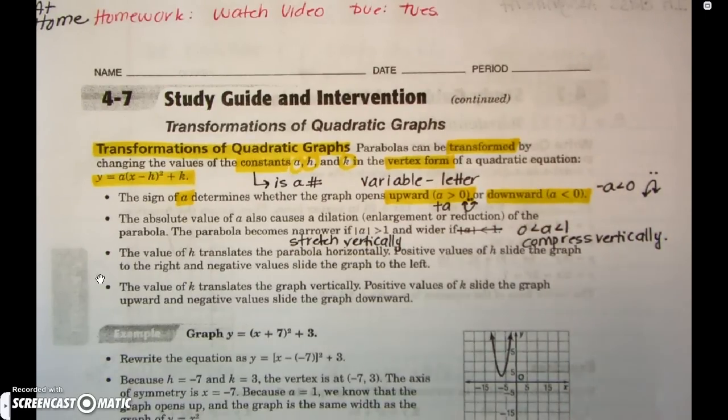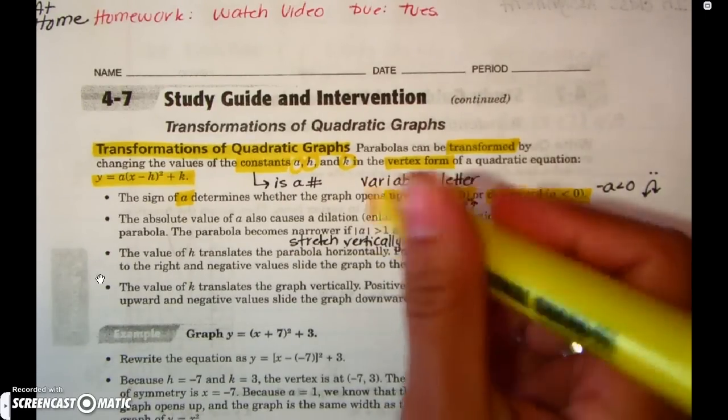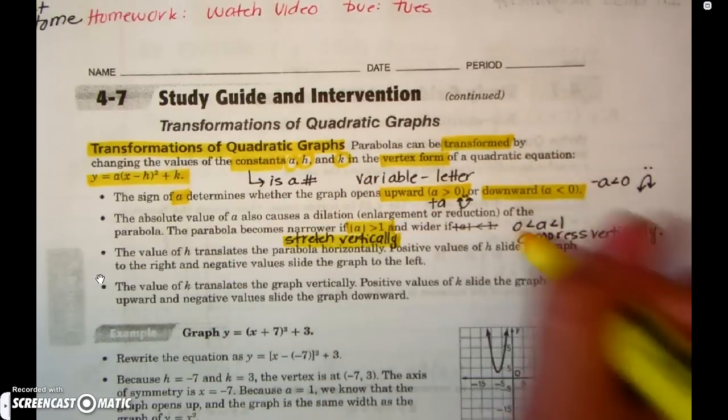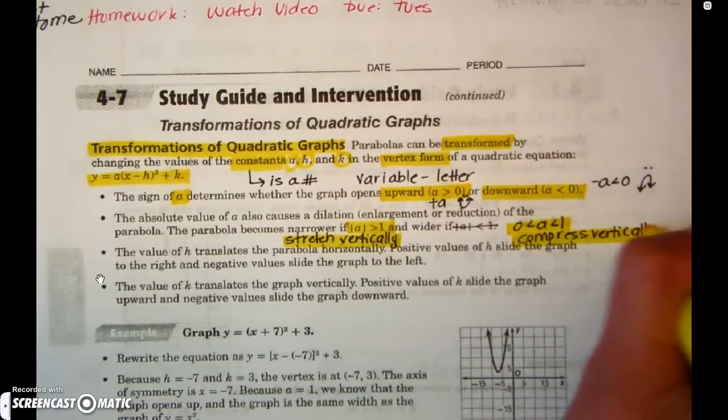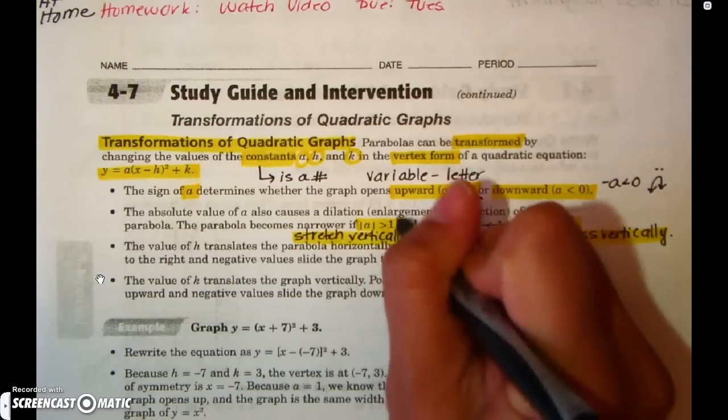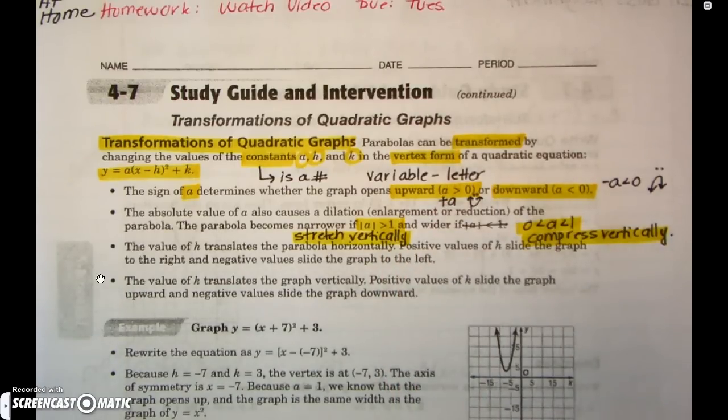Okay, so important things that I would highlight here: if a is greater than 1, then it's a stretch. And if a is between 0 and 1, or a fraction, then you're going to compress it vertically. So you're either going to have a really wide graph or a really long, skinny, narrow graph.